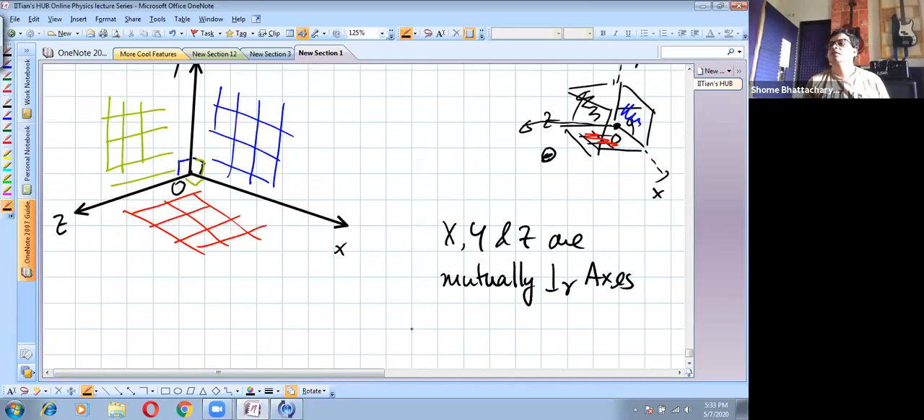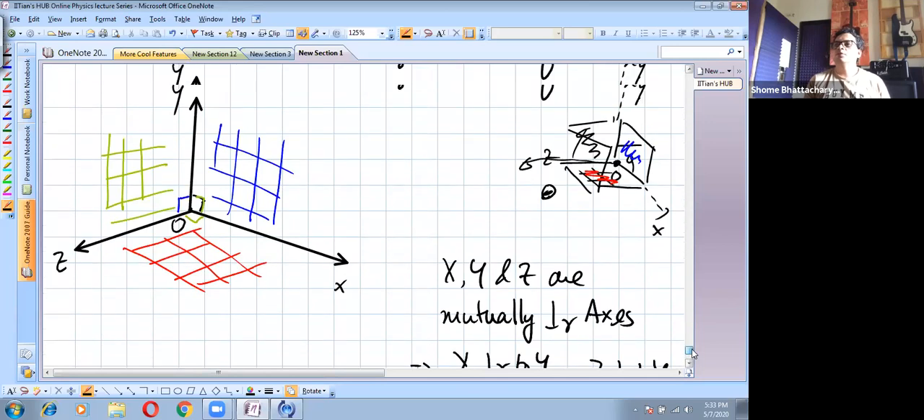What that means is that X is perpendicular to Y, X is perpendicular to Z also, and Z is perpendicular to Y. So any pair of axes is mutually perpendicular.